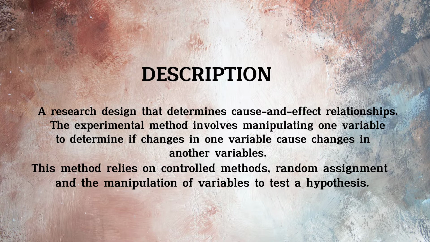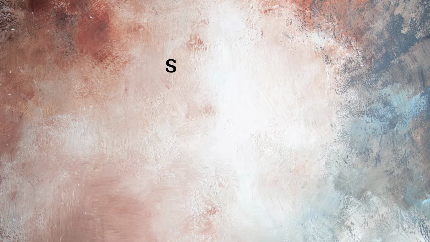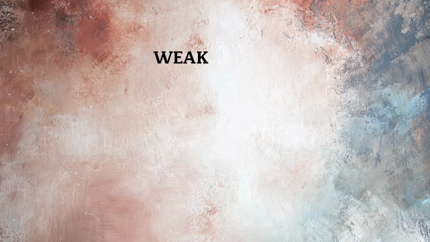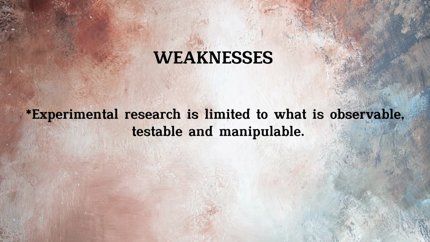The experimental method involves manipulating one variable to determine if changes in one variable cause changes in another variable. This method relies on controlled methods, random assignment, and the manipulation of variables to test a hypothesis. Strengths. The only truly reliable method of establishing cause and effect. Weaknesses. Experimental research is limited to what is observable, testable, and manipulable.